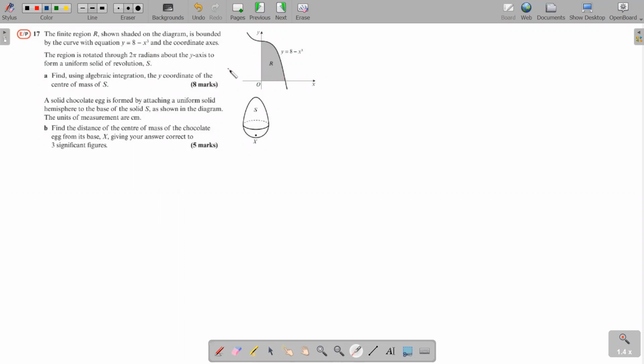The region is rotated through 2 pi radian about the y-axis. Guys, be very cautious here. Now they are saying it's not a rotation around the x-axis, but it's a rotation around the y-axis. So basically, you are rotating around the y-axis to form a uniform solid of revolution S. Find using algebraic integration the y coordinate of the center of mass of S.